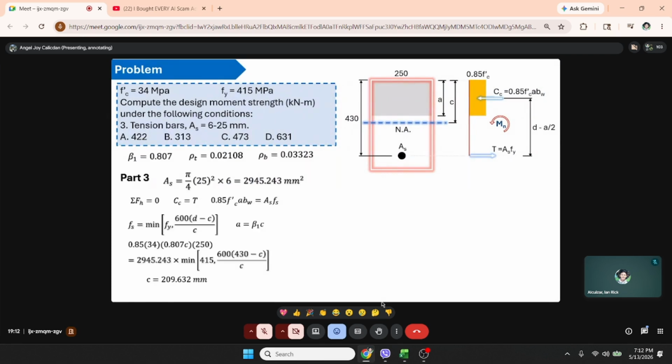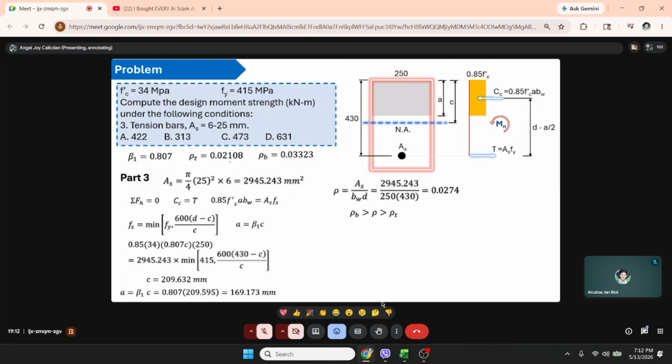So C is equal to 209.632 mm. And to get A, multiply C by beta 1. So A is equal to 169.173 mm. And we'll get the actual rho again. So AS is equal to BW times D. So actual rho is 0.0274. And it has exceeded the rho tension.